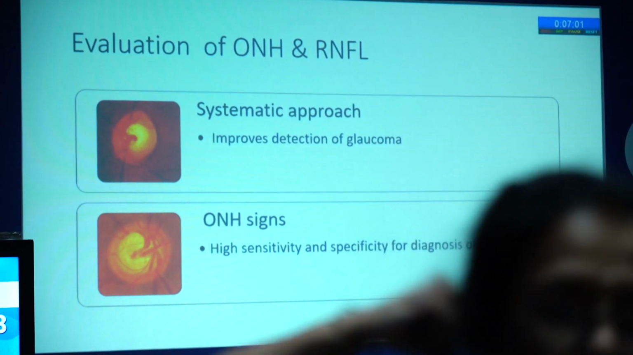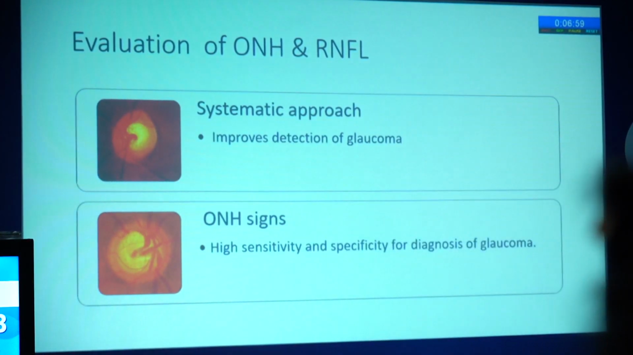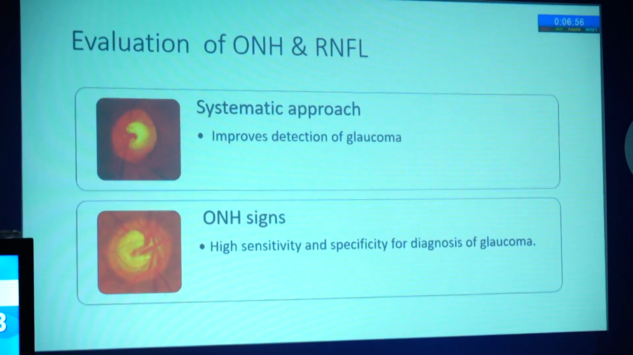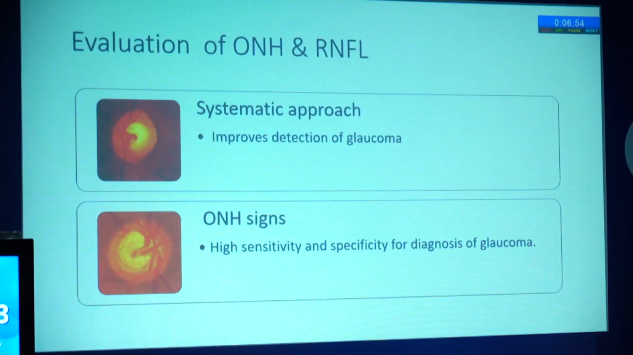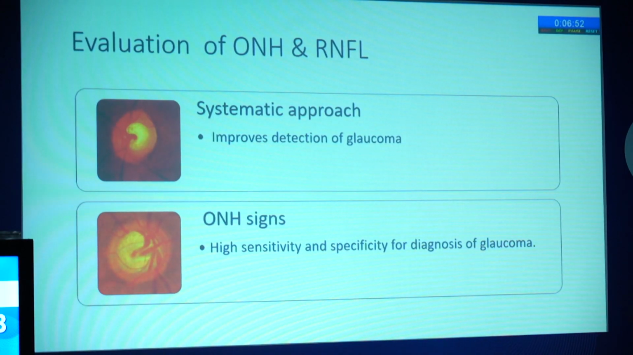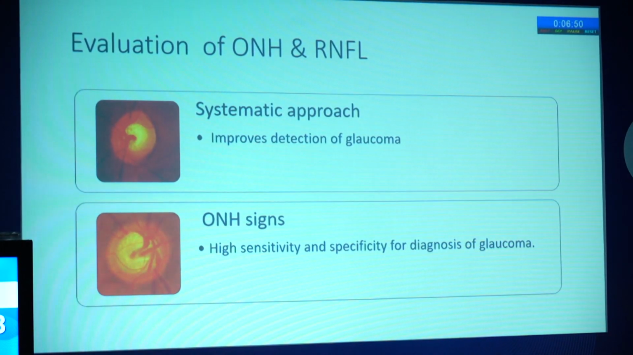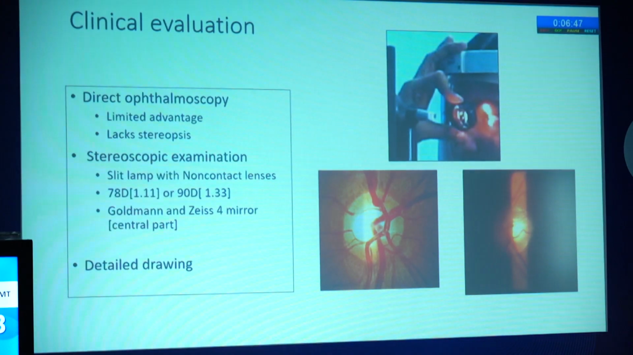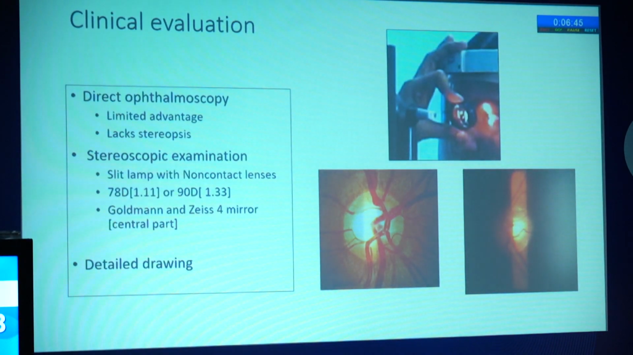Evaluation of the optic nerve head and RNFL requires a systematic approach. It improves the detection of glaucoma. ONH signs have high sensitivity and specificity for diagnosis of glaucoma. Clinical evaluation can be done with direct ophthalmoscopy, but it has limited advantage as it lacks stereopsis. Stereoscopic examination can be done by slit lamp and non-contact lenses, particularly 78D or 90D, which are preferred. You can also use the central part of the Goldmann lens or the Zeiss four-mirror lens.